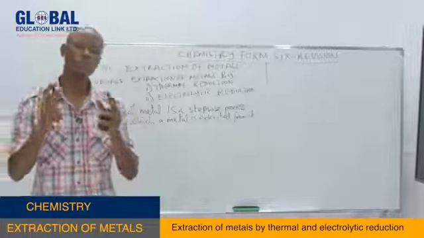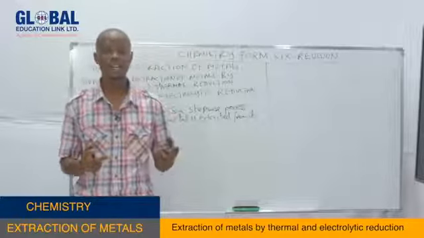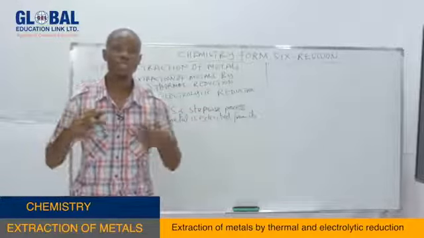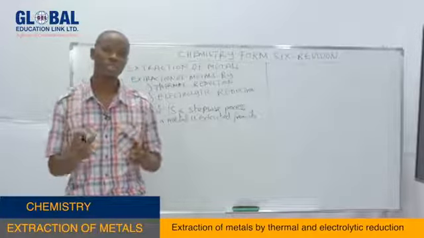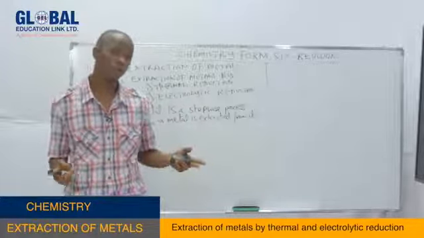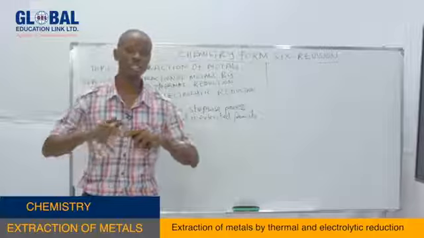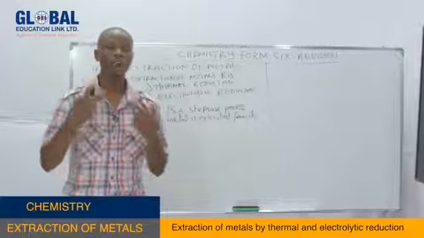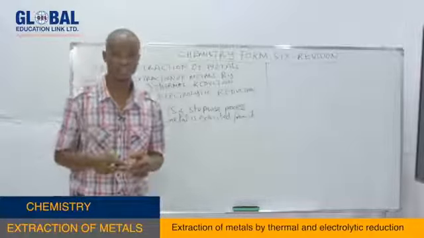Now, when you talk about the metal, it occurs naturally in a free state. That means sometimes a metal is found in nature free, not combined with other elements. But also, it can be found combined with other elements. So there are two forms. The metal can be found in a free state, that means not combined with other elements. But also it can be obtained combined with other elements and associated with other impurities.